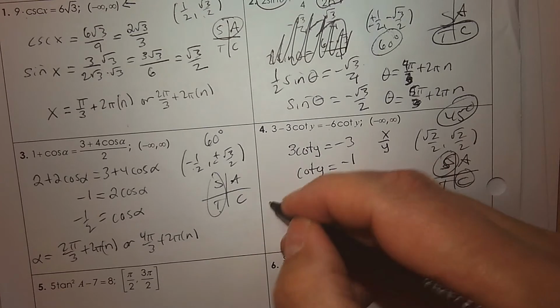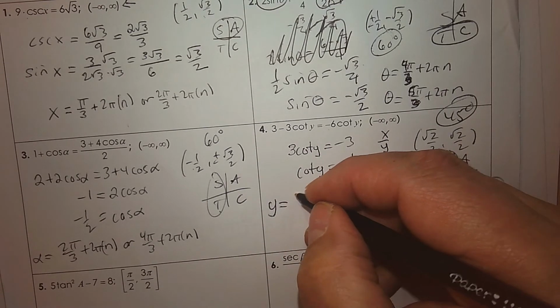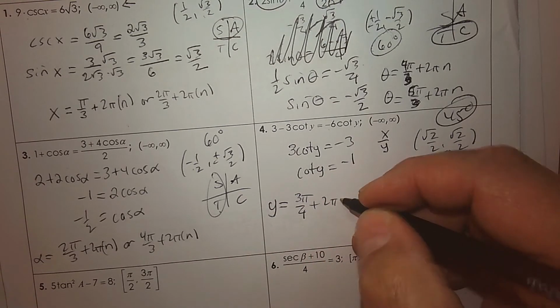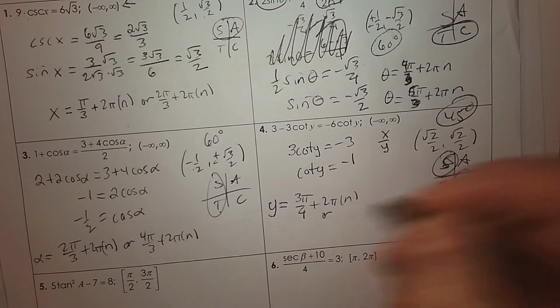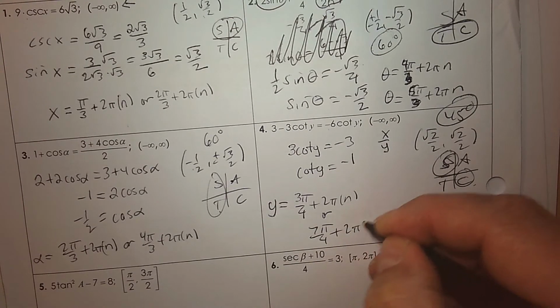So that means the answer here must be 3 pi over 4, and then the generic part to it. Or in quadrant 4 must be 7 pi over 4 plus the generic part to it.